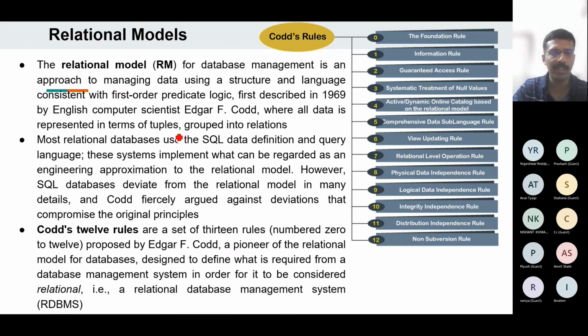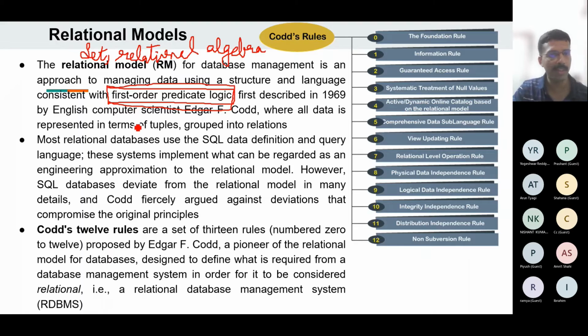So we saw just earlier what is relational model. It is an approach to managing data using structure and language consistent with first order predicate logic. You need not worry about what it is. You can just assume a relational model is something that follows the sets that we learned earlier and something called relational algebra. So a data model that is based on set theory and relational algebra is called a relational model. A more appropriate computer science term for that is first order predicate logic.